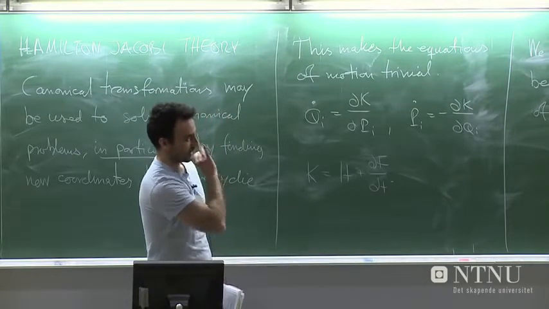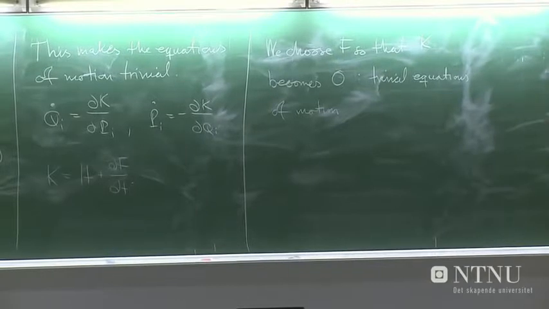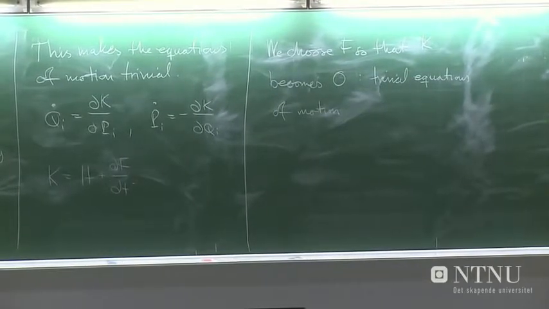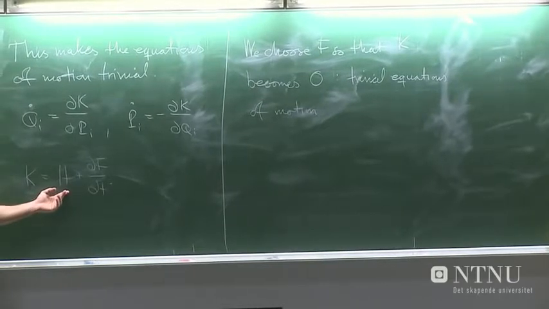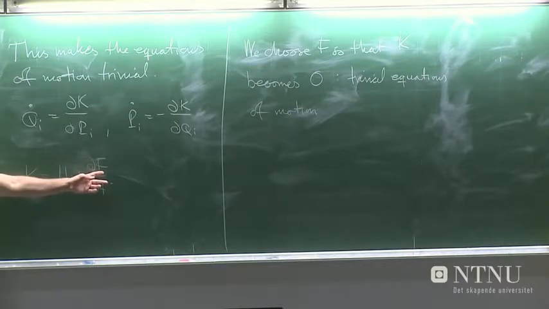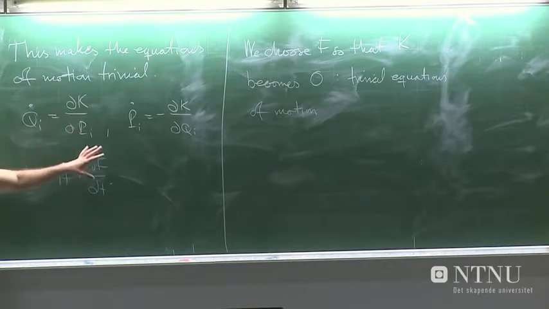Okay, so that might seem like a pretty artificial method, but it has some strong advantages. Probably one of the most powerful aspects of this method is that it basically allows us to solve for time-dependent Hamiltonians. Say we start out with a time-dependent Hamiltonian. Then we introduce some appropriate function F so that K here, by construction, becomes 0. Then we have trivial equations of motion, even for a time-dependent Hamiltonian.